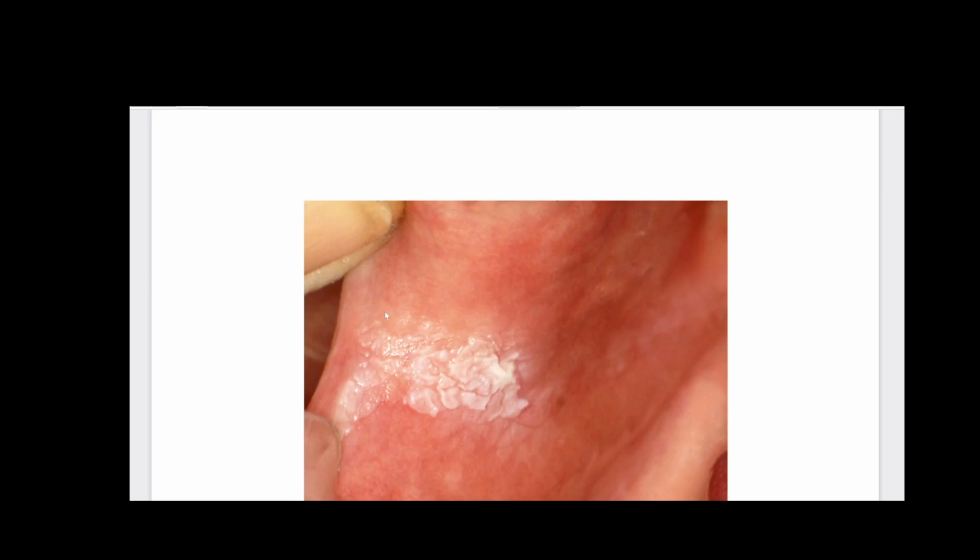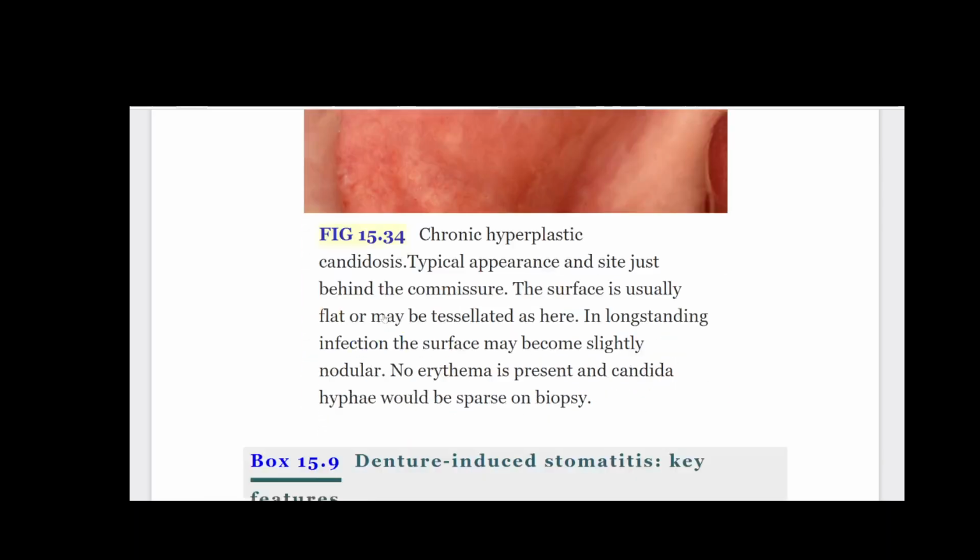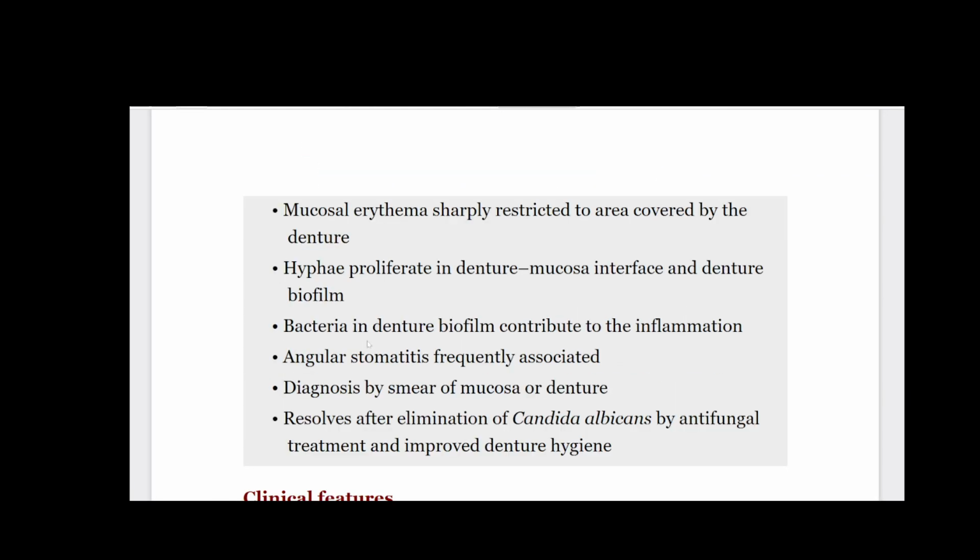Box 15.9 Denture stomatitis, key features. Candidal infection promoted by well-fitting upper denture. Enclosed mucosa is cut off from protective action of saliva. Mucosal erythema sharply restricted to the area covered by the denture, hyphae proliferate in denture mucosa interface and denture biofilm. Bacteria in denture biofilm contribute to the inflammation. Angular stomatitis frequently associated, diagnosis by smear of mucosa or denture, resolves after elimination of Candida albicans by antifungal treatment and improved denture hygiene.